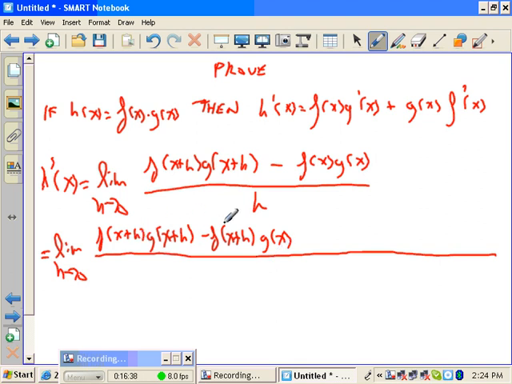Because what happens? There's a common factor of f of x. That's what I wanted here. And then what's left? g of x plus h minus g over h is g prime. That's the hint. I'm trying to get to this, right?